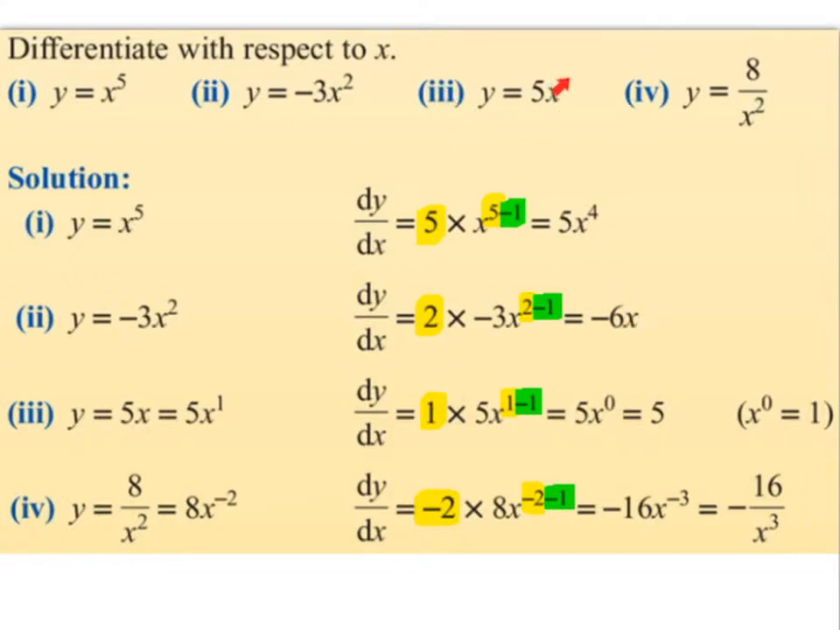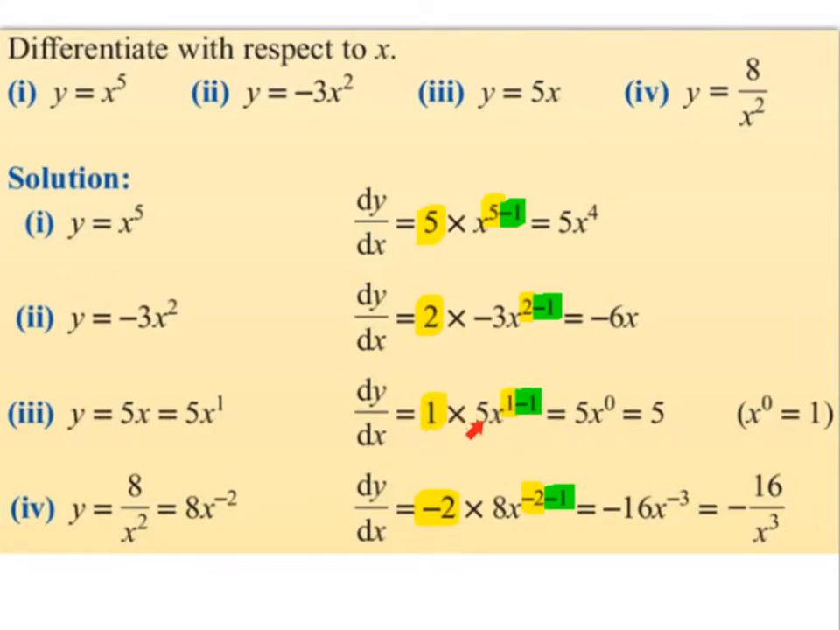Part 3, y equals 5x. So it's important to note that y equals 5x is the same thing as y equals 5x to the power of 1. So we bring the power down in front, the 1 comes down in front, we reduce the power by 1. 1 minus 1 is 0.